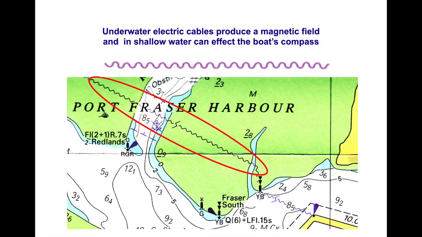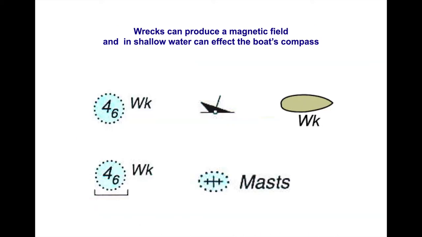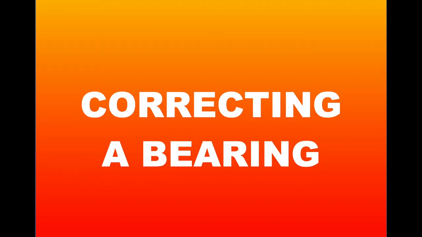Underwater electric cables produce a magnetic field, and in shallow water it can affect the vessel's compass. Wrecks can also produce a magnetic field, and in shallow water can affect the vessel's compass. So that may sound quite confusing, but in practice we're going to explain to you how to do that by correcting a bearing.